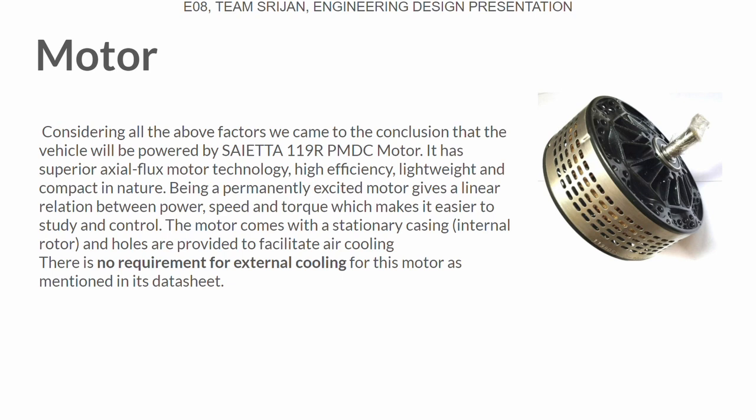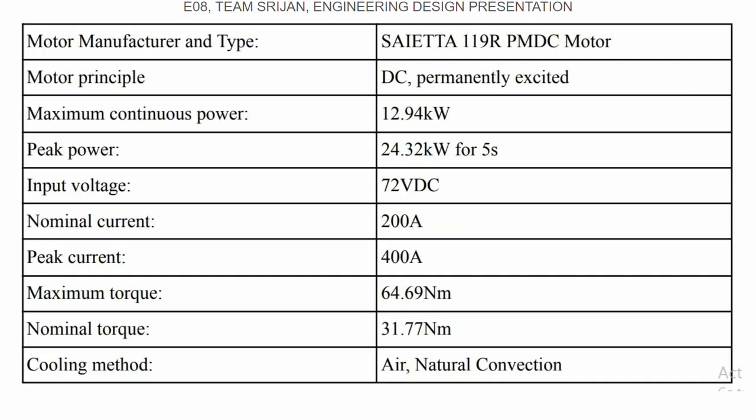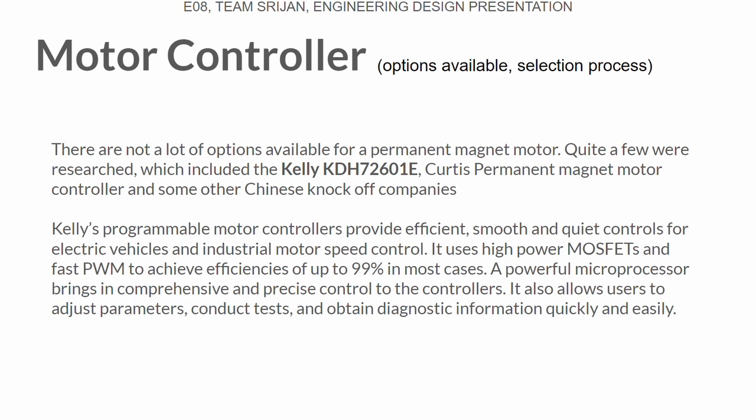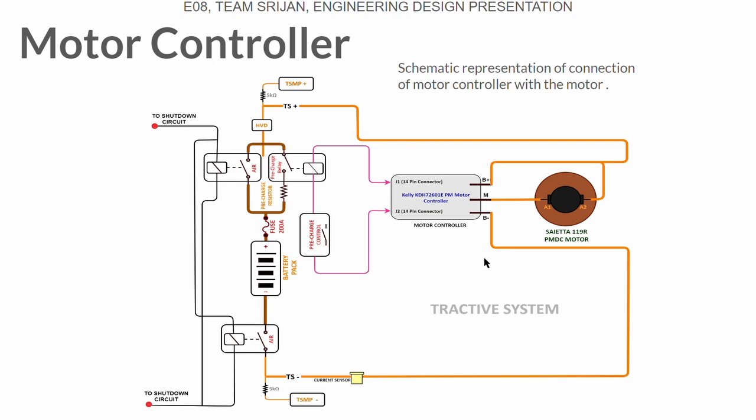That's why we chose Srijan 119 RPM DC motor. The following slide shows that the nominal torque for Srijan 119 RPM DC motor is 31.77 Nm. For motor controller, we chose Kelly's programmable motor controller as it provided efficient, smooth, and quiet controls for electric vehicles and industrial motor speed control. The schematic shows the connection of motor controller with the motor.